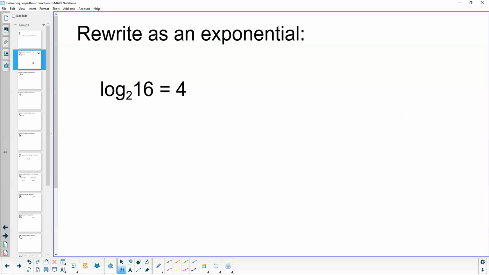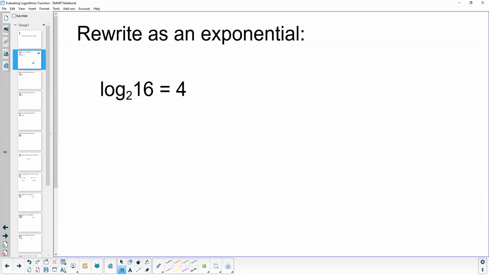So remember, a logarithmic function is repeated division. If I take whatever number I'm putting into my function, in this case the number 16, how many times do I need to divide that number 16 by my base, which is 2? How many times do I need to divide 16 by 2 for it to equal 1, because 1 is the simplest number? By doing so, our answer to our logarithmic function is 4.